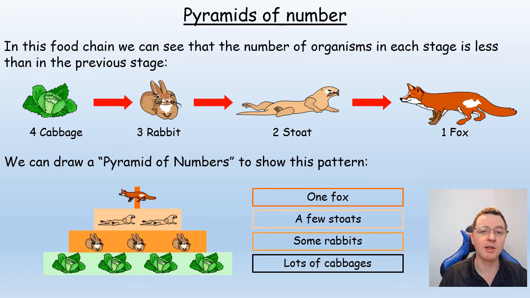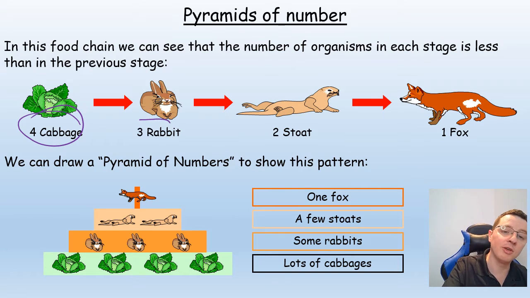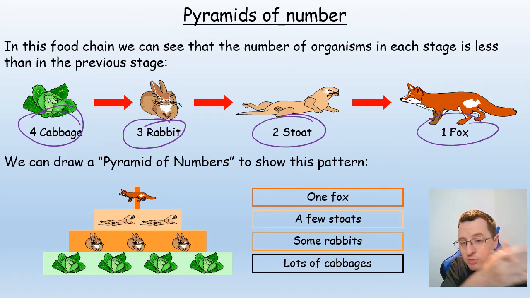In this food chain, we can now see that the scientists have been out there and they've used a variety of techniques to measure the number of each species within the food chain. And we can see that the number of organisms in each trophic level is less than the previous stage. So we've got 4 cabbages and then 3 rabbits, 2 stoats and 1 fox. They are decreasing as we move further along the food chain.